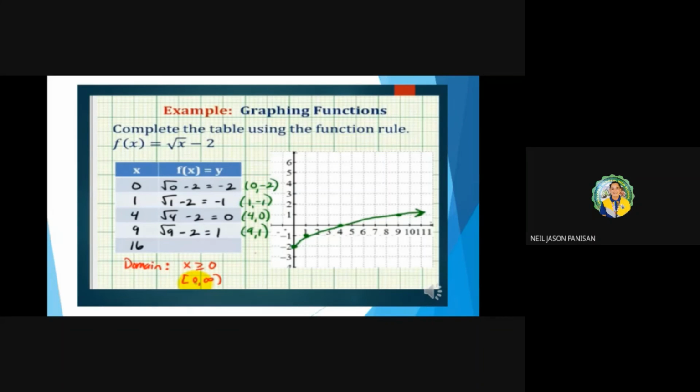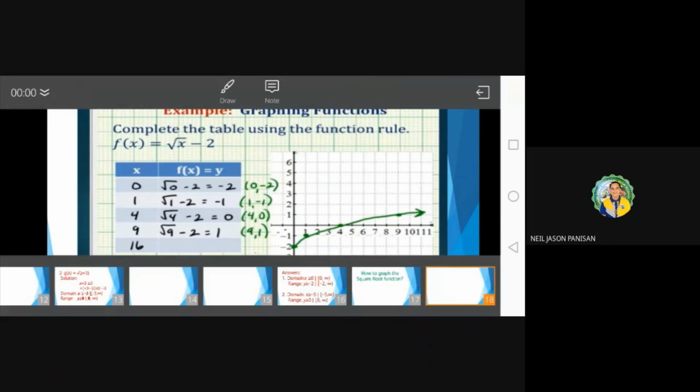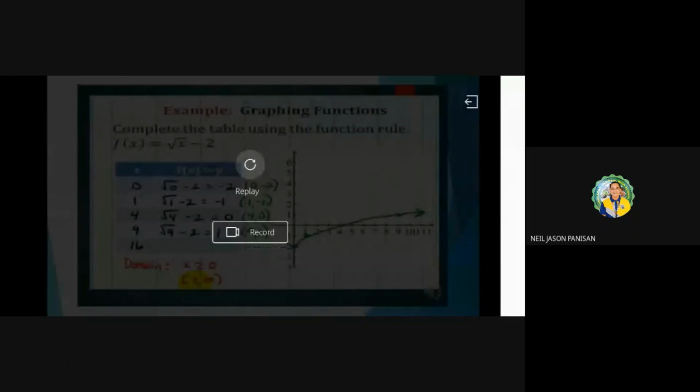So if we are done locating those points, we can easily connect those points from the vertex. That is now the result of our graph. So notice that the face of our graph is always facing right, or an increasing function. So that will be all.